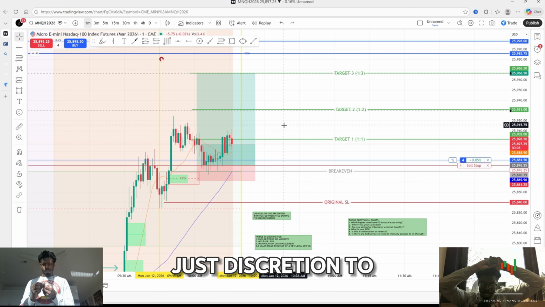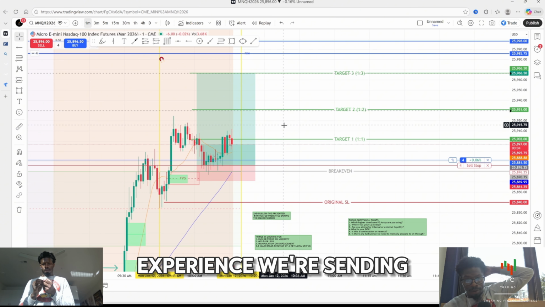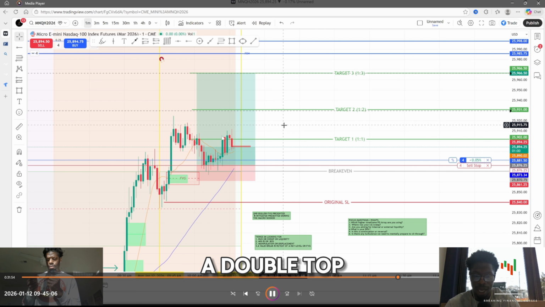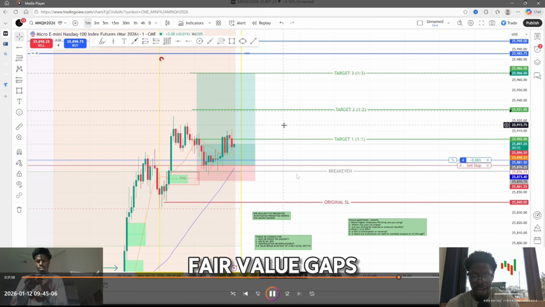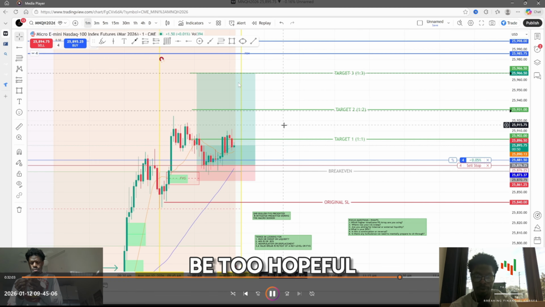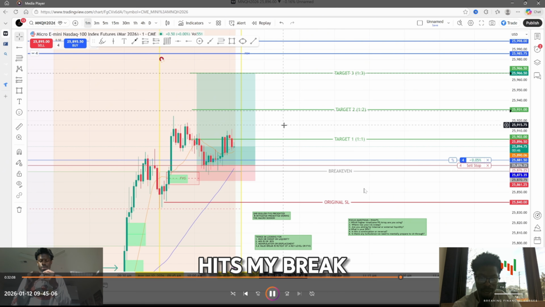So this is just discretion, the discernment, even just trading experience. We were trading against an hourly bearish fair value gap. We're creating a double top. I'm getting bearish algorithmic signatures, and we're starting to print bearish fair value gaps. I'm like, okay, I don't want to sit here and be too hopeful about this going all the way to my 1 and 3 at this point. Let me just see if it hits my break even and go on about my business.